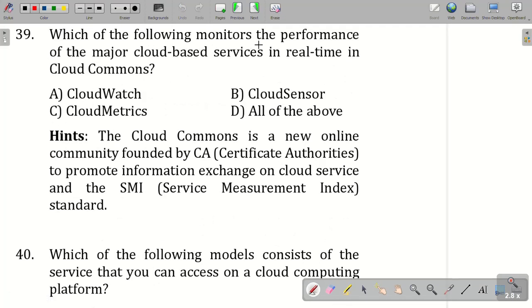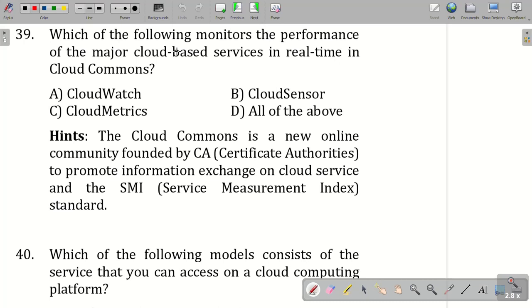Which of the following monitors the performance of the major cloud-based services in real time in Cloud Commons? Cloud Commons. The Cloud Commons is a new online community funded by CA Technologies to promote information exchange on cloud services and SMI, service measurement index, standards.